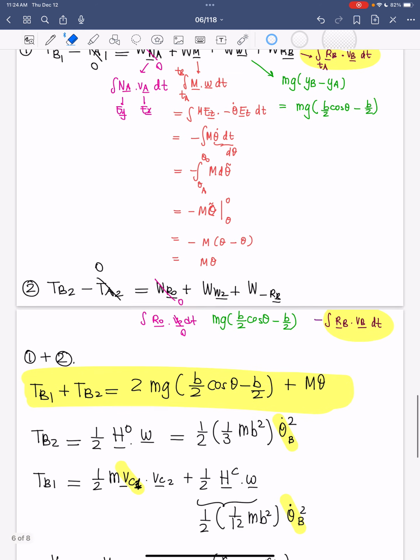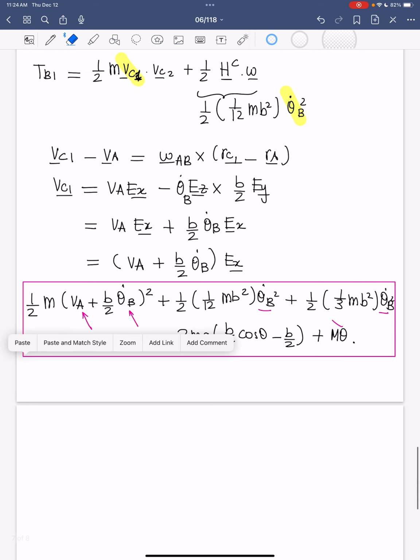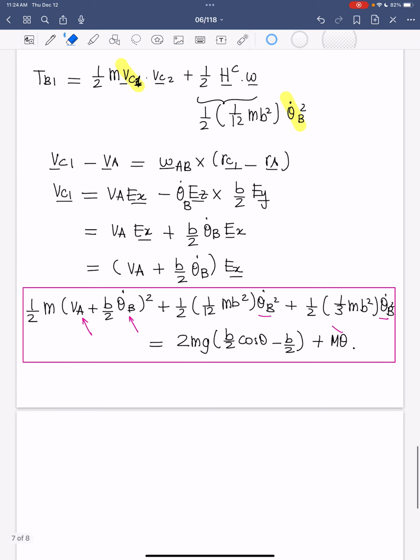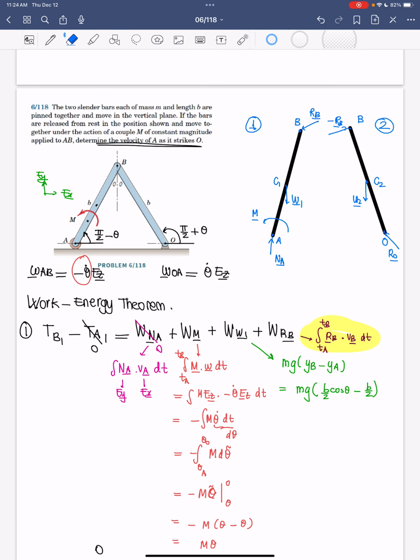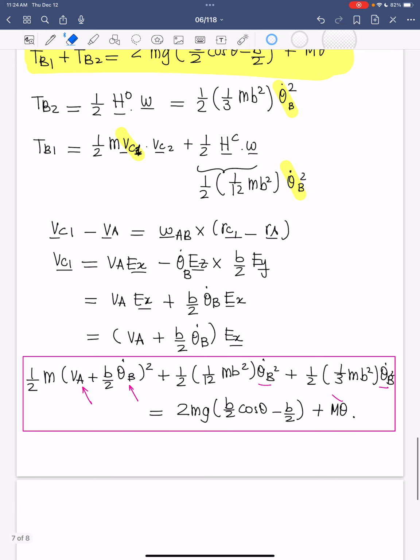Okay, I'm not really sure what to do. It might be that as A strikes B, theta dot is 0. I'm not sure. I'll think about it and I'll get back to you then. Part 2 of this video.